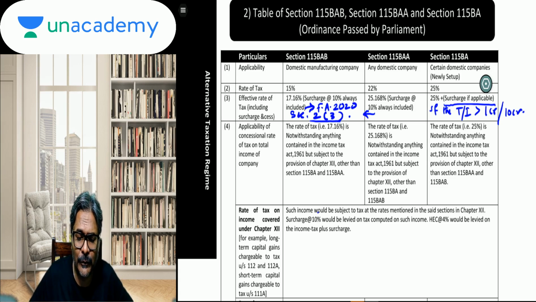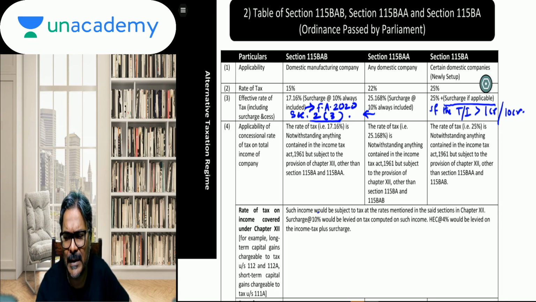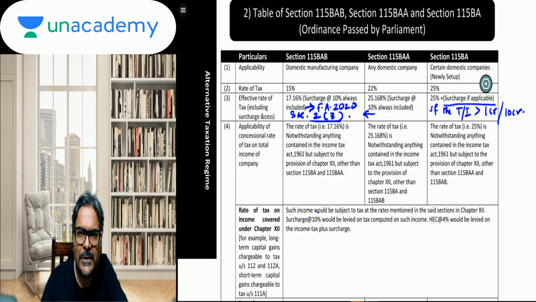So the answer to that would be, if you speak about 115BAB or 115BA or 115BAA, the answer is yes, it will be applicable. So they have ensured that wherever the concessional rate is applicable, that continues to remain applicable. So if a company has long-term capital gains on the transfer of equity shares on a recognized stock exchange on which STT has been paid, and the situation squarely falls under 112A, then both the computation as well as the tax rate would be as per 112A.